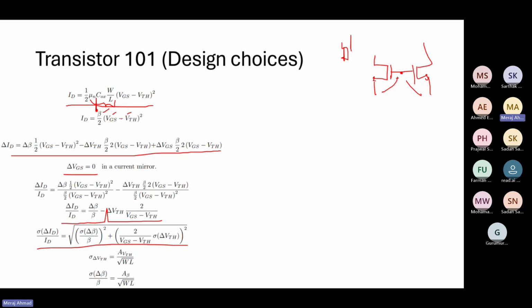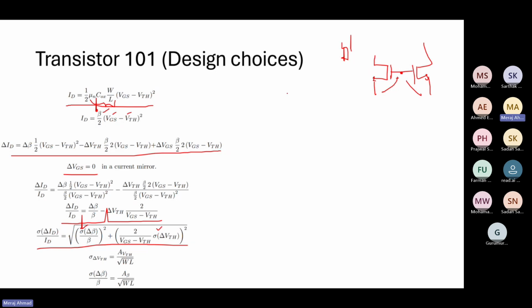So now, looking at these terms, what are the variables for mismatch? There are three variables. One is this delta beta by beta. One is delta VTH mismatch, and there is a VGS term here. Now you see this VGS is in the denominator of the mismatch term. So is higher VGS better or lower VGS better if you see this equation? Higher is better, right? If you increase the denominator, this whole term will go down and your mismatch will be less.